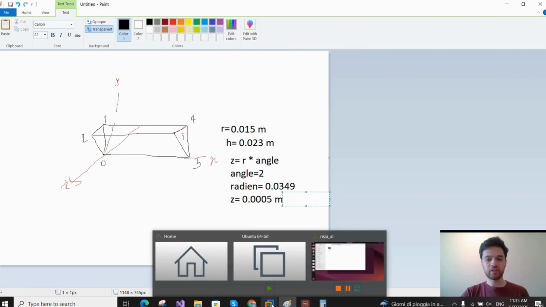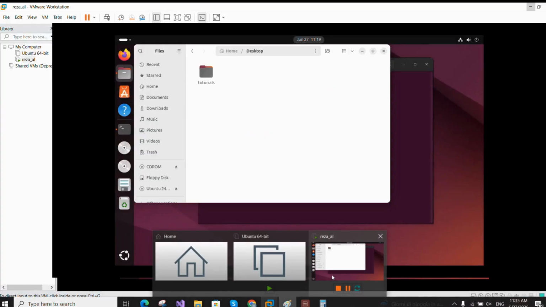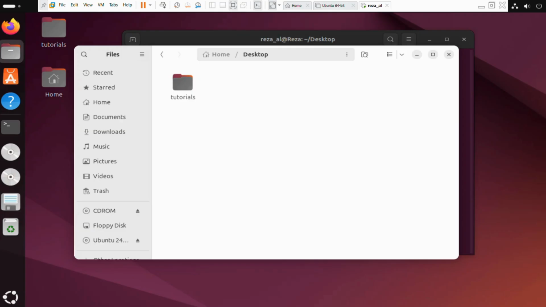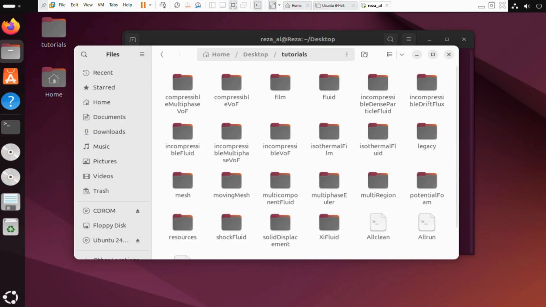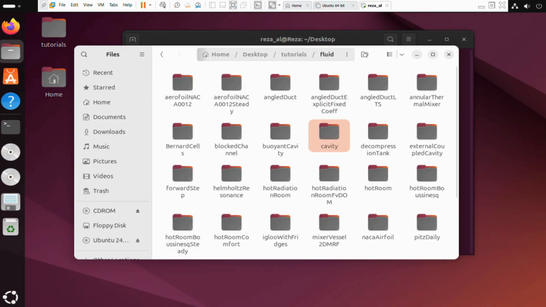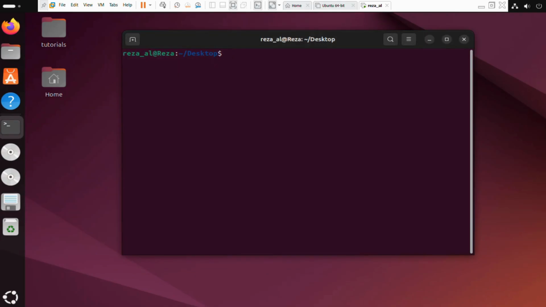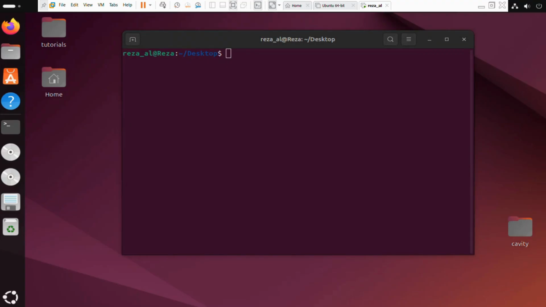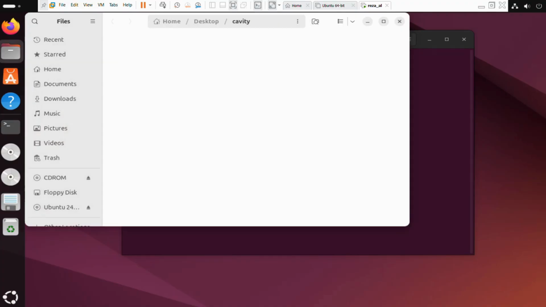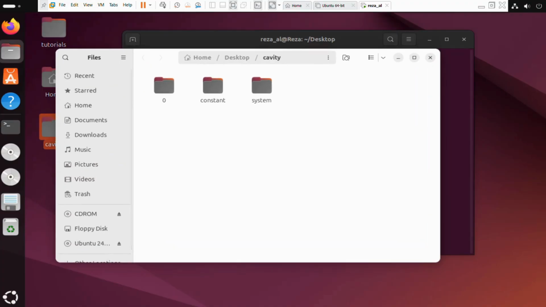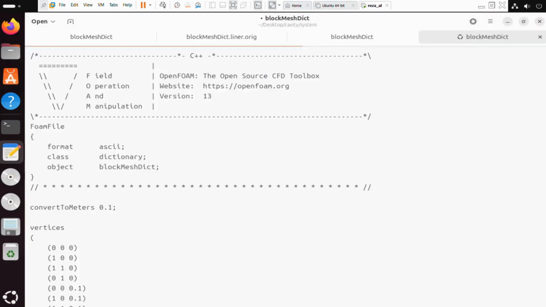Okay, with this information we can go to OpenFOAM and create our geometry. We go to tutorials, like always we start from 0. I will take the cavity, which is the simplest case study to do. I will paste it here. I'm using OpenFOAM 13, but it doesn't matter which version you are using. This is the same procedure. I will go to the system folder, then blockMesh.